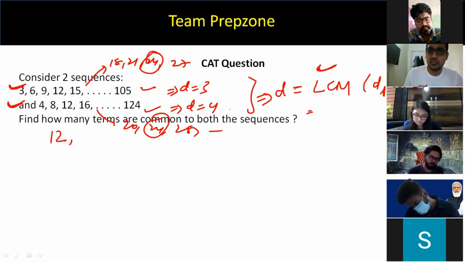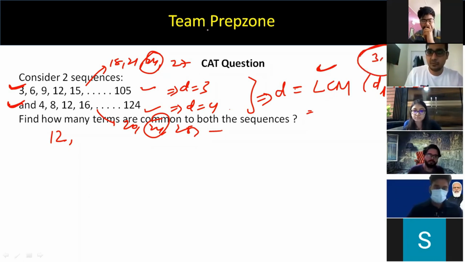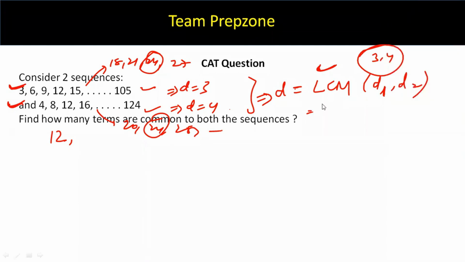So this is LCM of 3 comma 4. 3 और 4 का LCM कितना होता है? What is the LCM of 3 and 4? It is 12, right? So common difference क्या होगा? 12, which means resultant term भी एक AP बनेगा जिसका first term is 12 and common difference is 12.